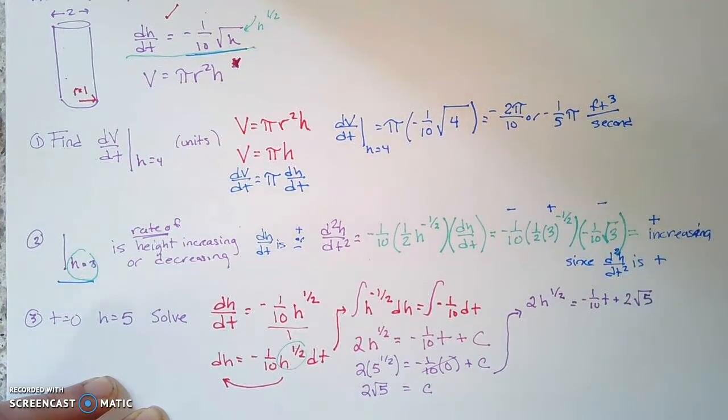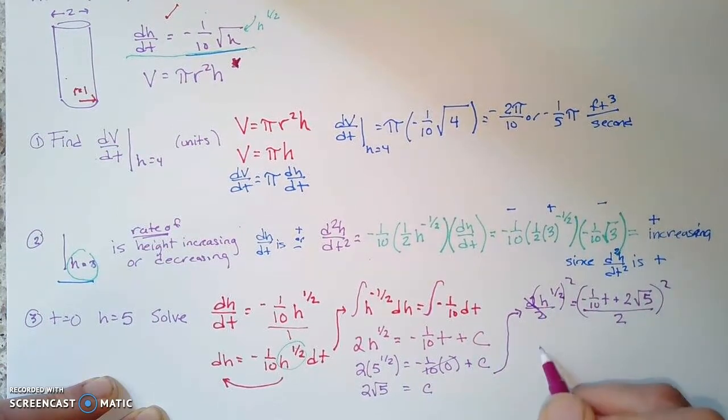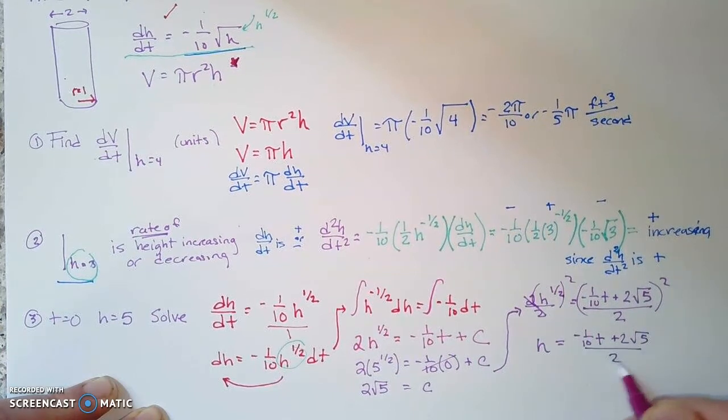Okay, first thing I'm going to do is divide each side by 2. And then I'm going to put everything to the second power. So I end up with h equals negative 1/10 t plus 2 radical 5, over 2, squared.